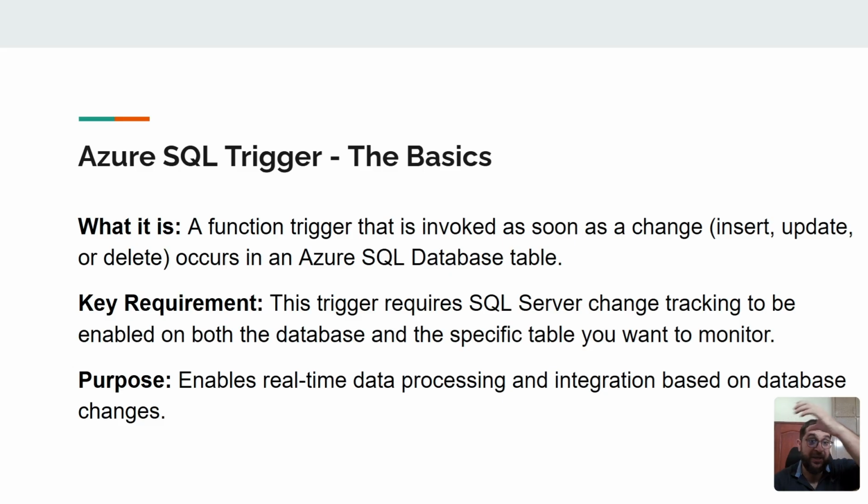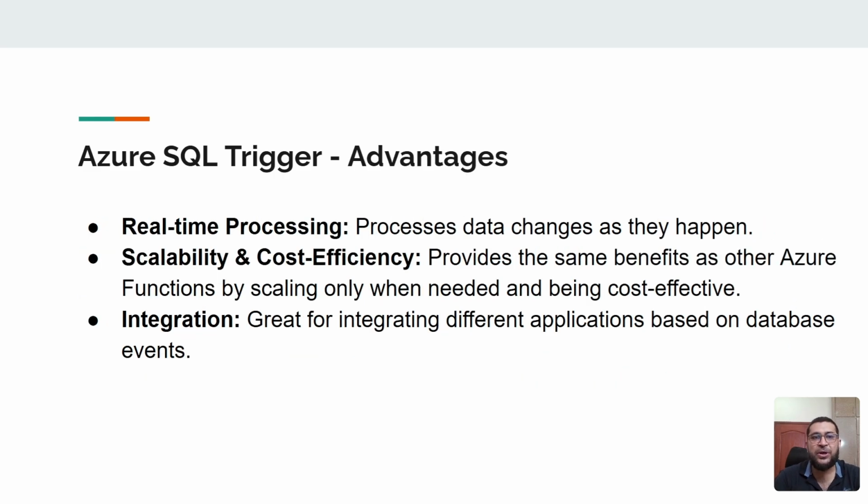The purpose is to enable real-time data processing and integration based on database changes. Whenever anything happens in the database, in any table, you can trigger this Azure function. It is used for real-time processing, scalability, and cost efficiency. It provides the same benefit as the Azure function by scaling only when needed and being cost effective. And it is great for integrating different applications based on database events.